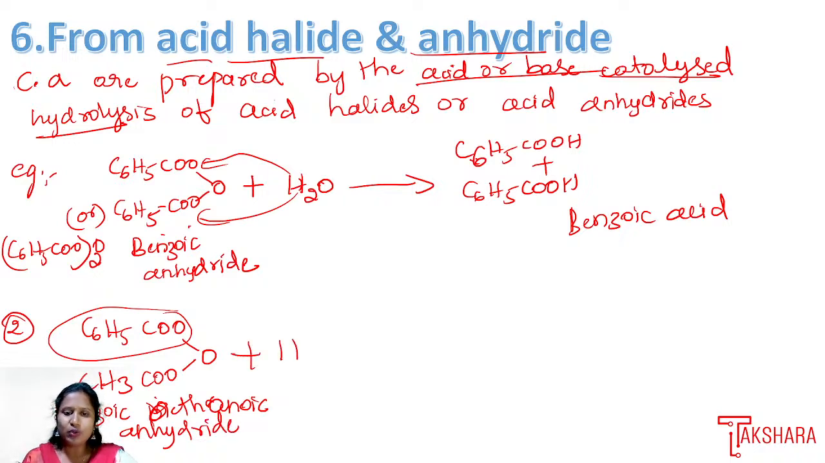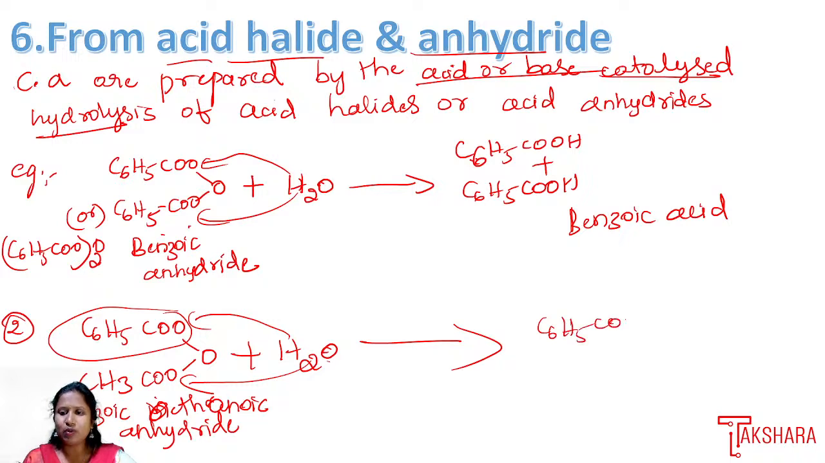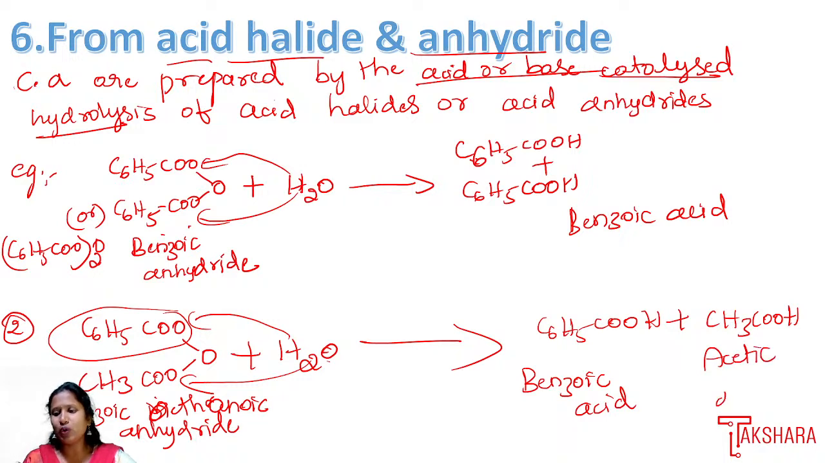When this undergoes hydrolysis, acid hydrolysis or base hydrolysis, the product is going to form with one hydrogen atom here, another hydrogen atom here, and we will get the product C6H5COOH, one product, plus CH3COOH, another product comes. So the first product is what? Benzoic acid. The first product is benzoic acid, the second product is acetic acid. So two different kinds of carboxylic acids are going to form from this method.